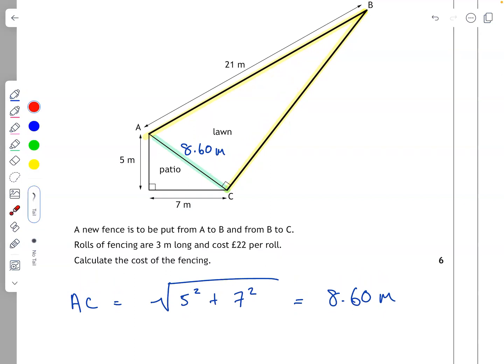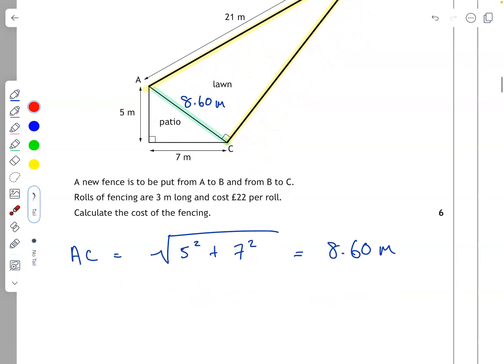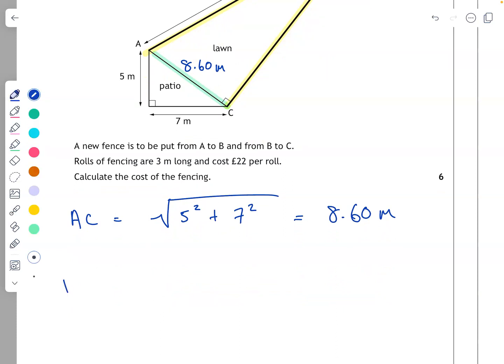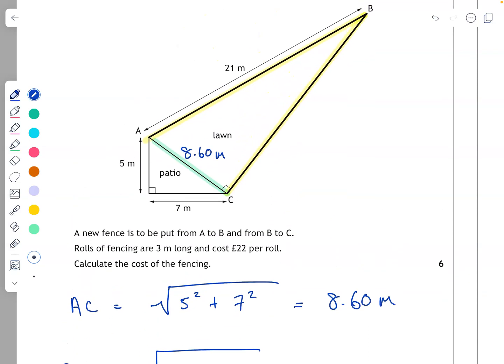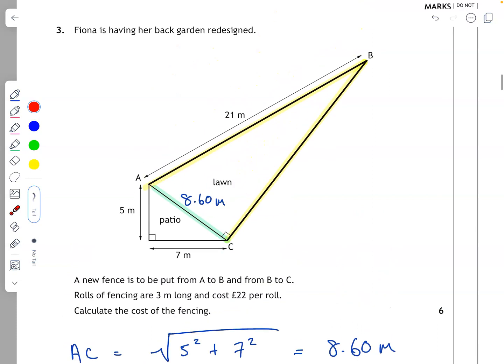So now we've got the two sides of this right angle triangle. So now we can use Pythagoras' theorem again to calculate the BC section. So BC equals, so I'm going to use Pythagoras' theorem. Now this time, we've got the hypotenuse, that's AC, so that's this 21 metres. And we've got the other shorter side, so we are looking for one of the shorter sides. And by that I mean it's shorter than the hypotenuse, because the hypotenuse is always the longest side.